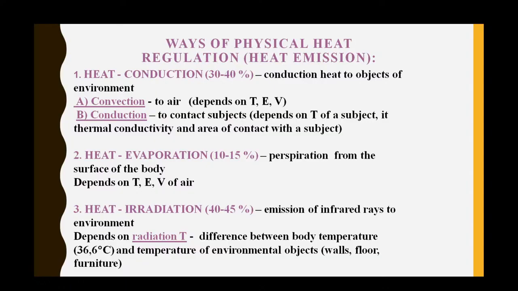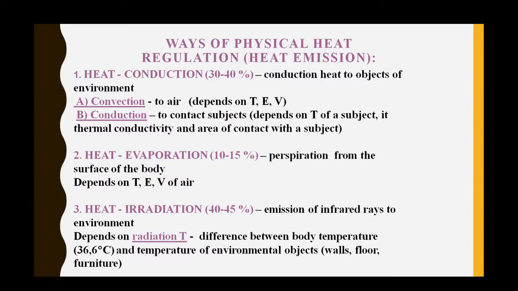Next way is heat evaporation. In normal condition, 10-15% of heat will be lost by this way, perspiration from the surface of the body. And heat evaporation depends on temperature, humidity, and speed of air movement. But at non-optimal conditions, at very hot climate or very hot microclimate, heat evaporation will be the most effective and single way of heat loss, because other ways usually don't work and are not effective.